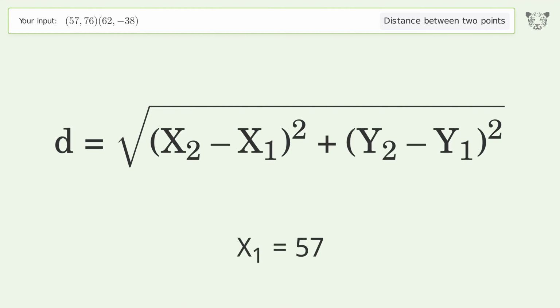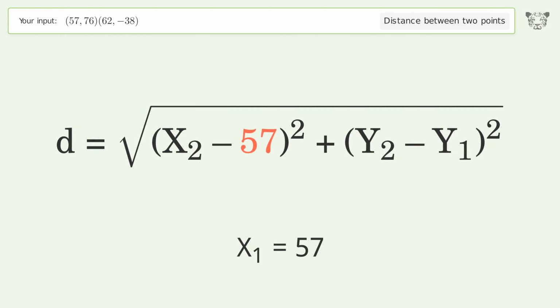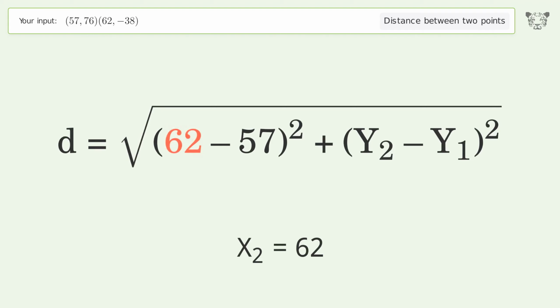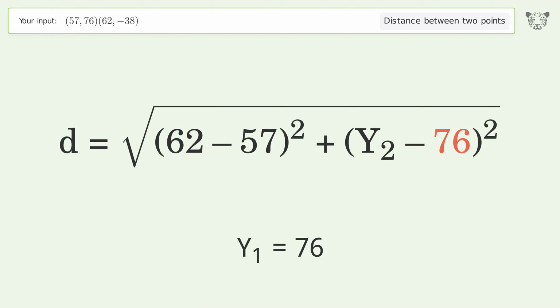x1 equals 57. x2 equals 62. y1 equals 76. y2 equals -38.